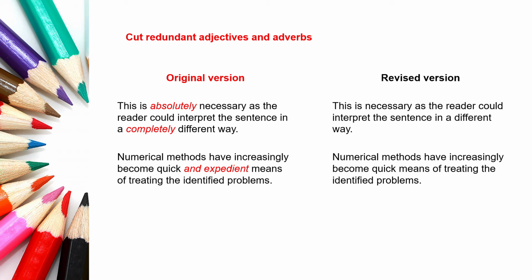The second sentence: numerical methods have increasingly become quick and expedient means of treating the identified problems. Quick and expedient, aren't they the same thing? So when you want to describe something using adjectives, make sure the description is not redundant by having two words which have the same meaning to describe just one thing. Okay, that's what we call redundant. So instead, we can delete expedient because it has the same meaning as quick and shorten the sentence to: numerical methods have increasingly become quick means of treating the identified problems.